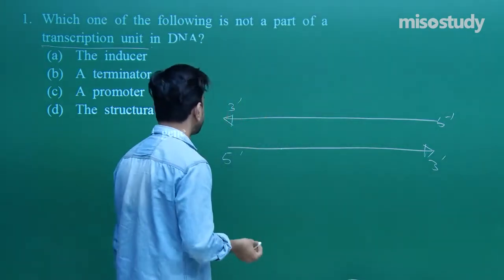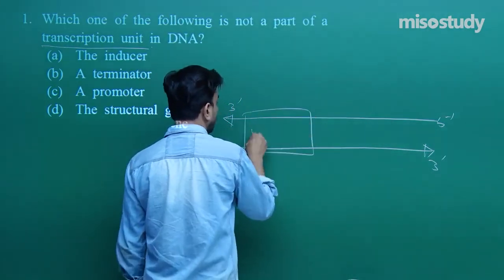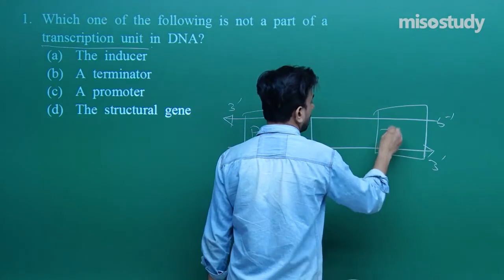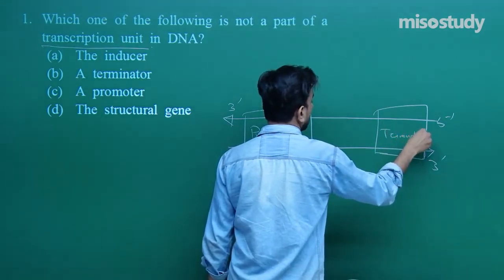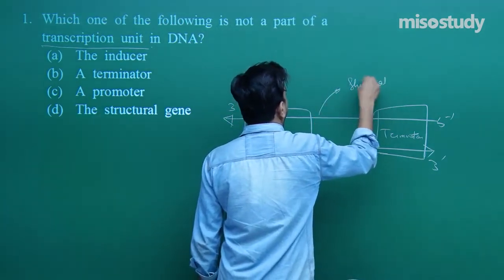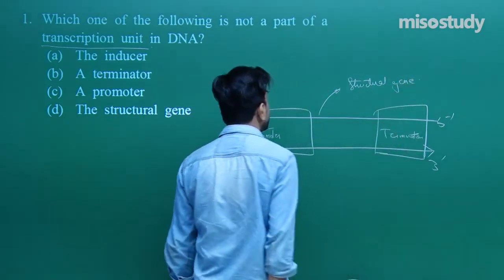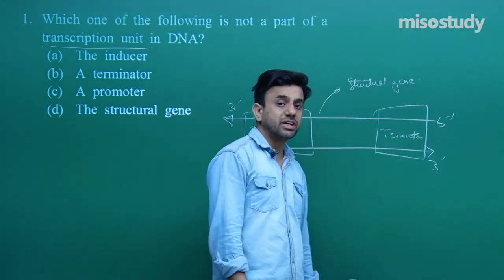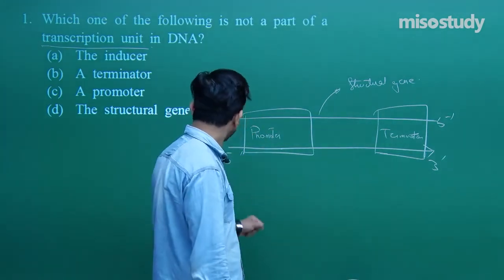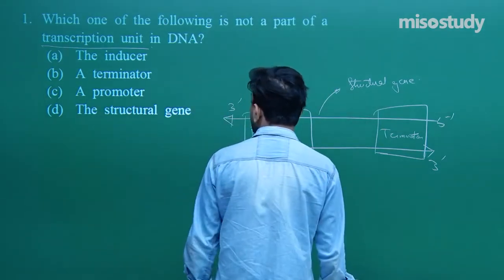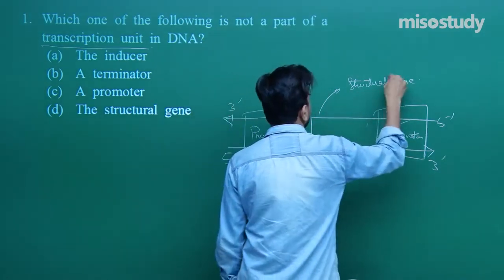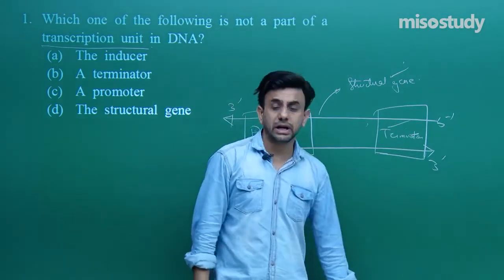Right, and this was what? Here was the promoter, the terminator, and here was the structural gene. The structural gene was, you remember, when we talked about the lac operon, there was Z, Y, A, beta-galactosidase and all those things, permease and all that, you remember? So the terminator is here, the promoter is here, the structural gene is here. So what is remaining? What is remaining is the inducer.